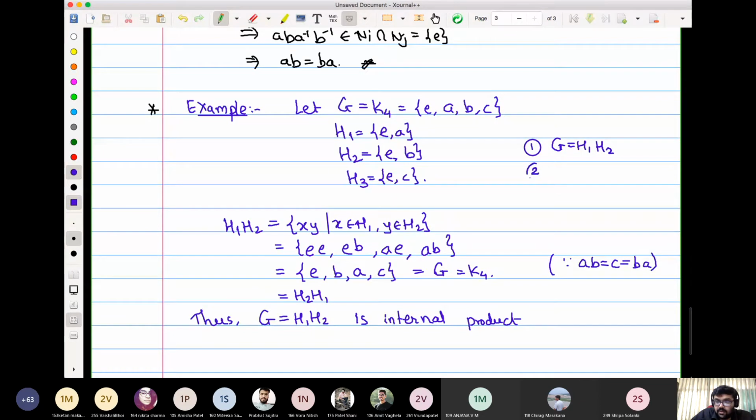The second condition is there. What is there? Unique expression. Yes. Can you say that it has a unique expression?